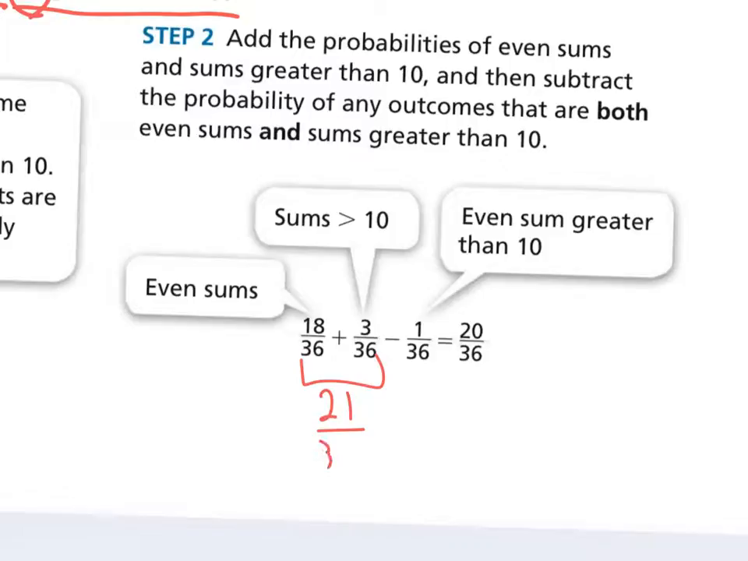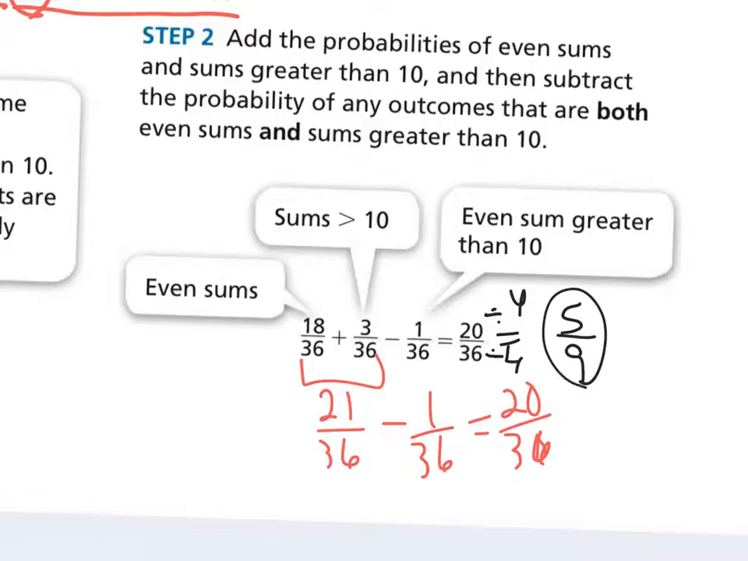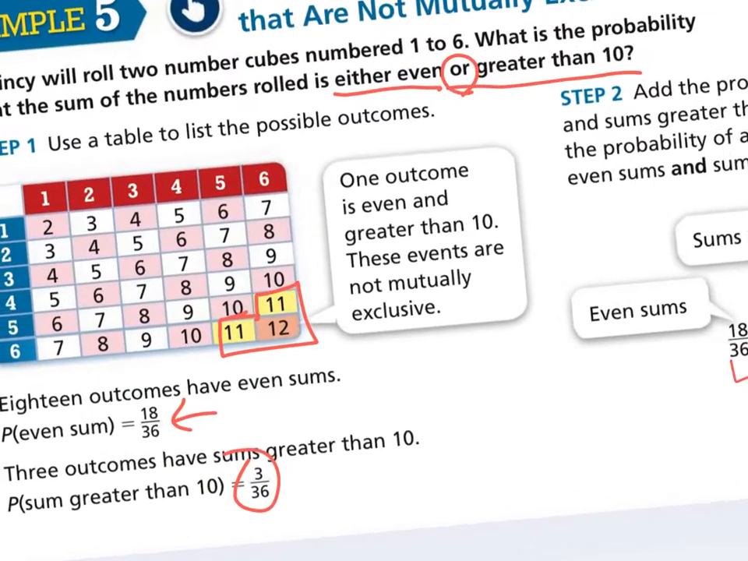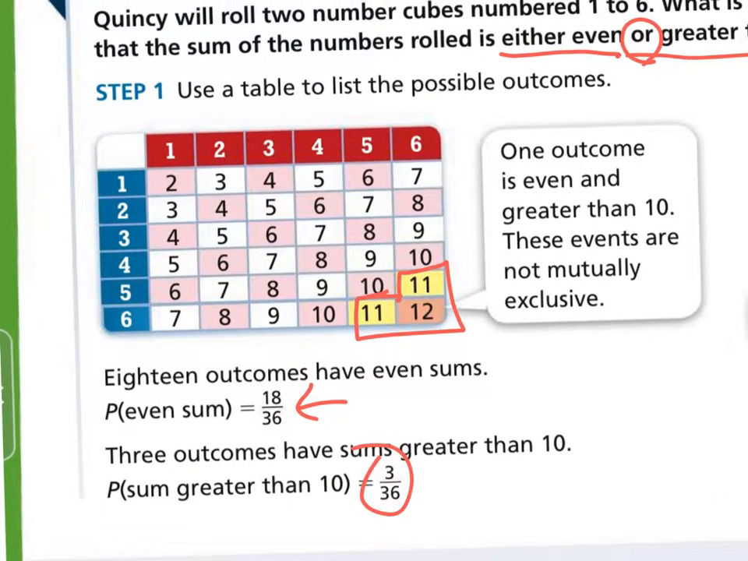21 out of 36. If you'll notice here, though, they're subtracting 1 out of 36 to get their answer, which should be reduced here, by the way. We can reduce both of those by 4, would be 5/9. The reason they subtracted out that one option is that one of the possibilities is having an even number that is greater than 10. If we get a 12, that would be both even and greater than 10.